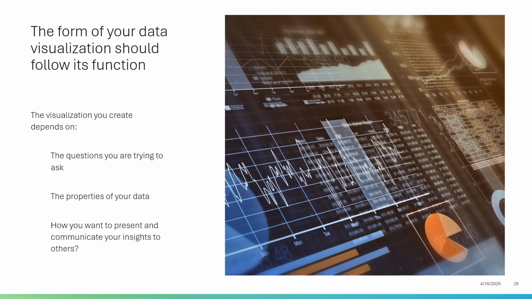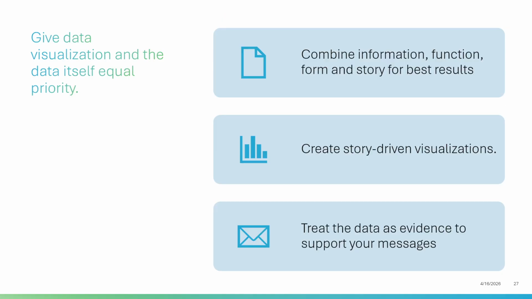Then the form of your data needs to follow the function. Depending on the reaction or the message that you want to convey, or the questions that you are going to solve, the properties of the data are what is going to establish the type of representation that you want. Then you want to give data visualization and the data itself equal priority. It's not just making it beautiful, then combining information. What is the function? What is the form? What is the story that you want?